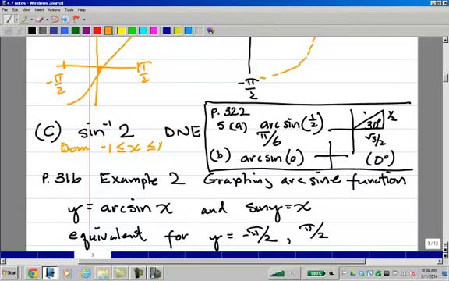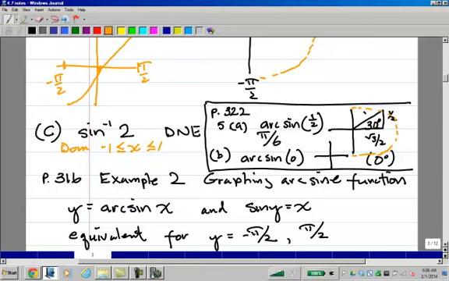Page 322, number 5. Okay, let's do that. A, the arc sine of 1/2. That's the inverse sine of 1/2. Okay. Well, in the right-hand hemisphere, there's only one place, one angle that can have a sine of 1/2. That's 30 degrees, or pi over 6.